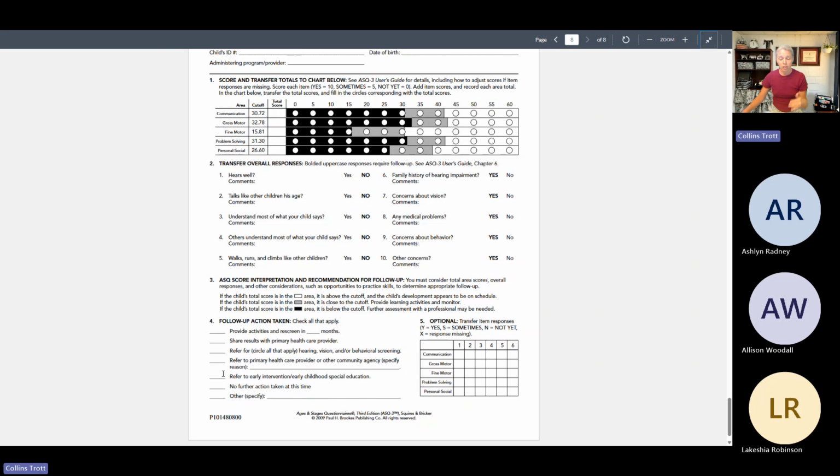So anyway, you're going to check that. So that is how we do the regular ASQ to look at our communication, gross motor, fine motor, problem solving, and personal social. The other one we're going to do is going to be social and emotional specific, and the scoring is different and not quite as straightforward.